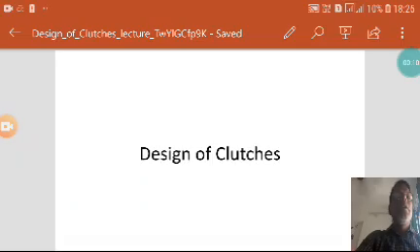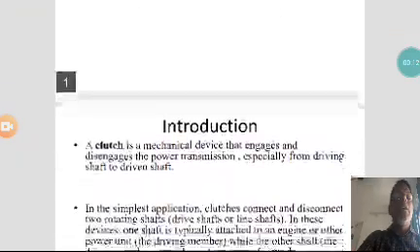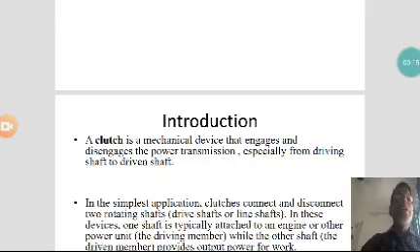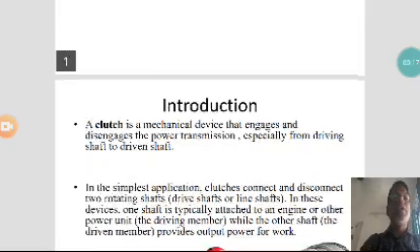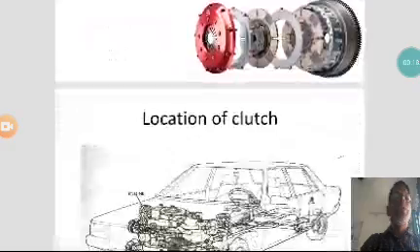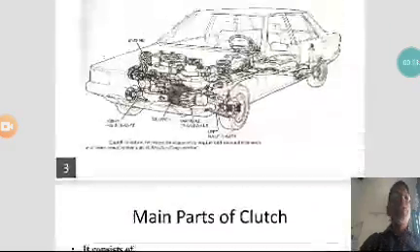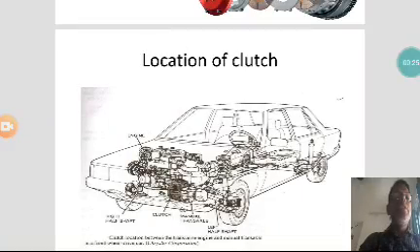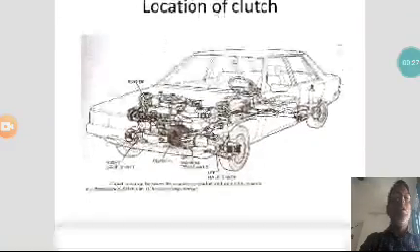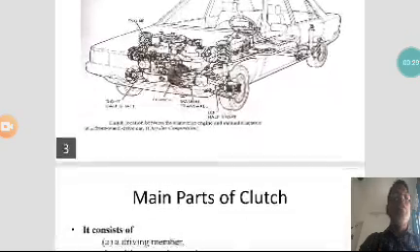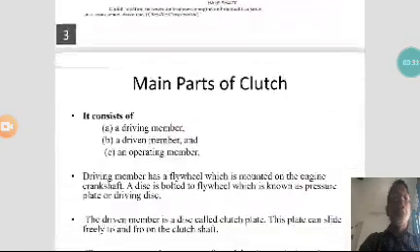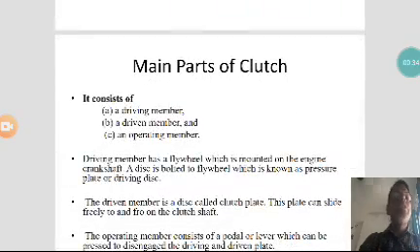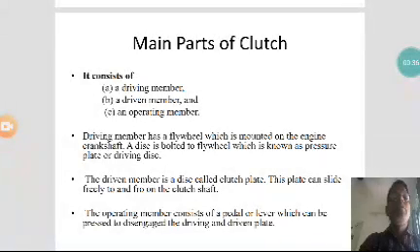Basically, the clutch is a mechanical device that engages and disengages the power transmission, especially from the driving shaft to the driven shaft. We know that the clutch is always between the engine and the gearbox, so that whenever we require to change the gear, we have to disengage the driving shaft from the driven shaft so that we can change.